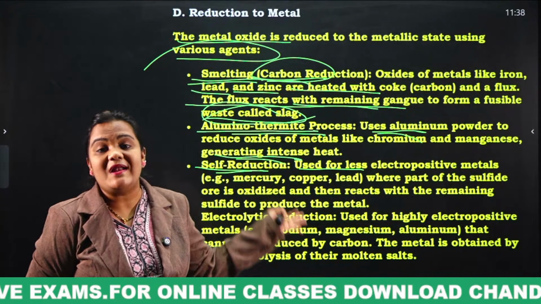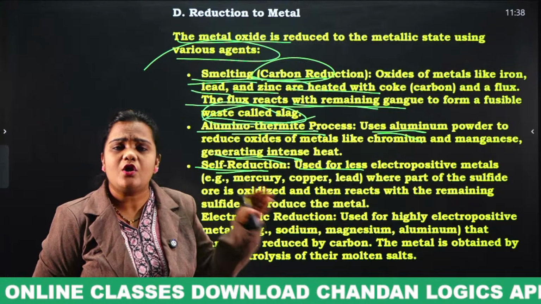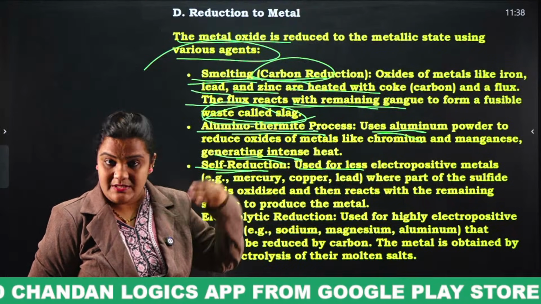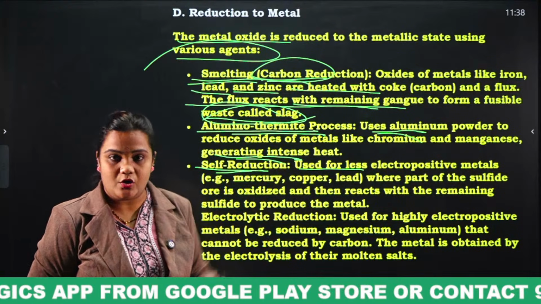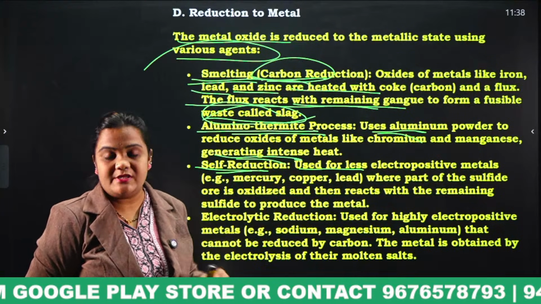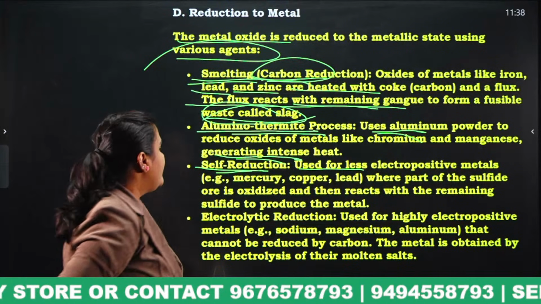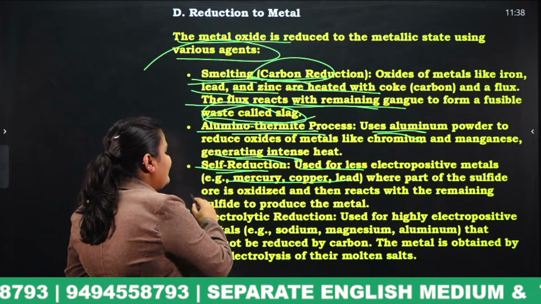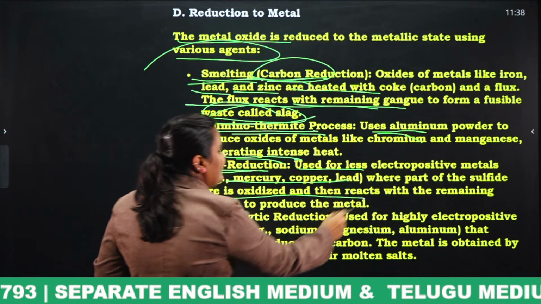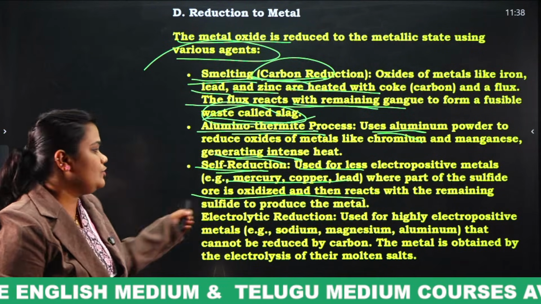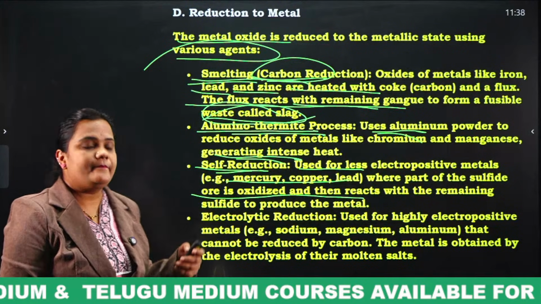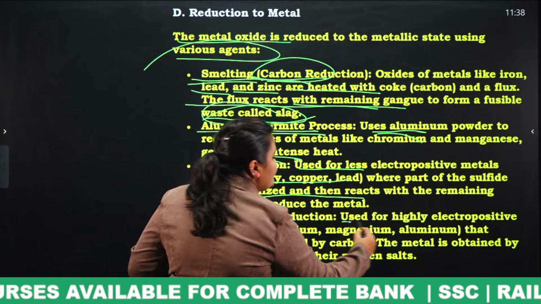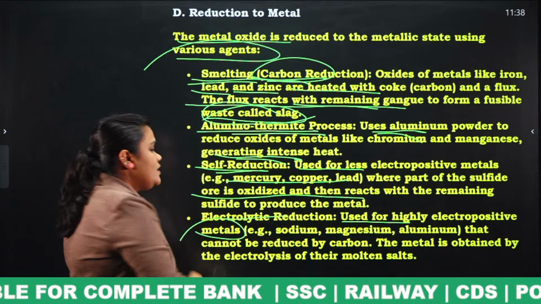It is used for less electropositive metals. Electropositive metals are the metals which easily tend to lose electrons and form cations. They are considered as electropositive metals. Example, mercury, copper, lead, where part of the sulfide ore is oxidized and then reacts with the remaining sulfide to produce the metal. Okay? Next, electrolytic reduction, used for highly electropositive metals.